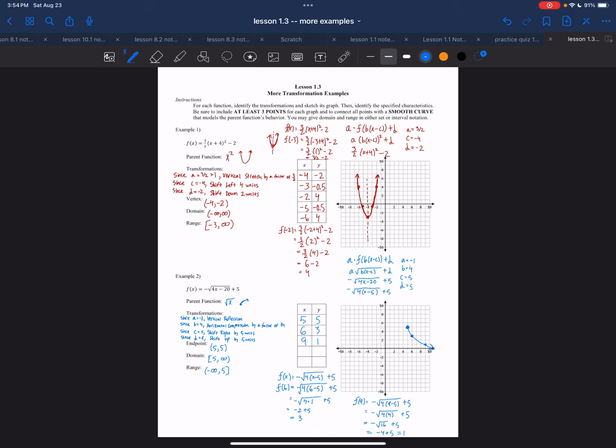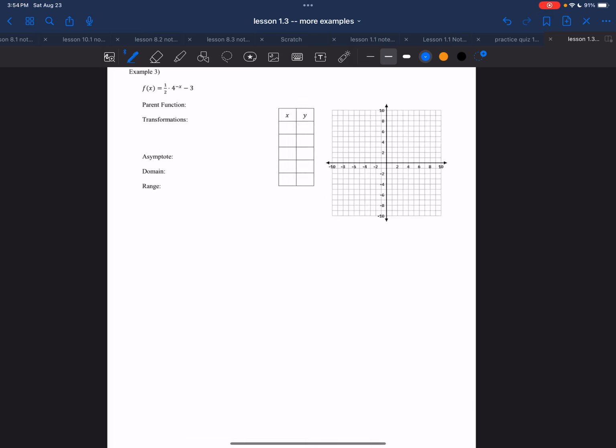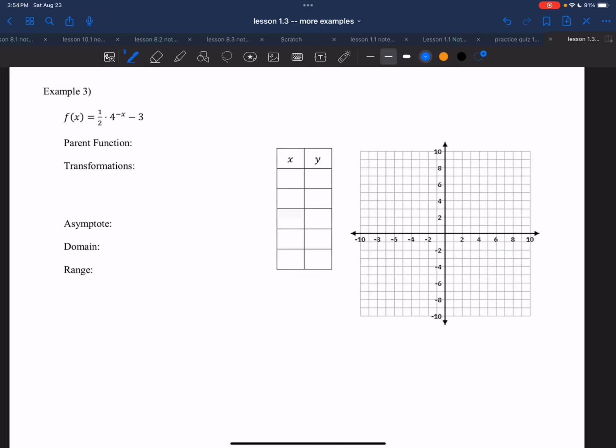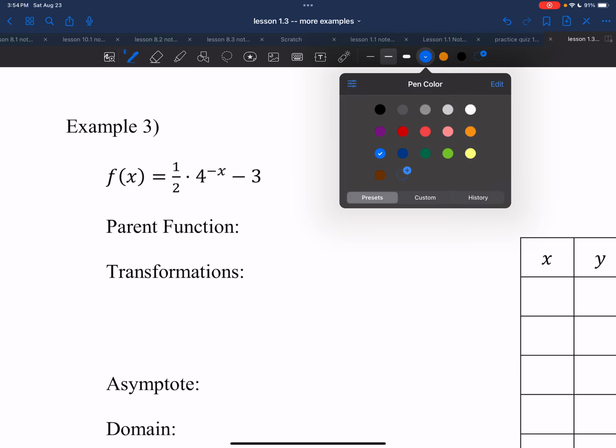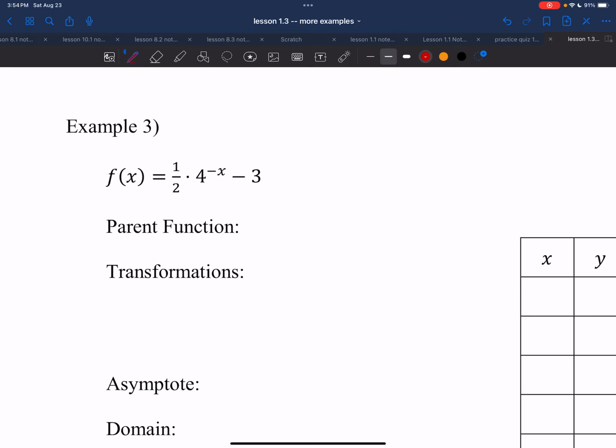Cool. All right, I've got one more example for you. And really, these first two examples are solid, but I wanted to show one also with an asymptote. And so this is the last one I do for this video, and I chose an exponential function.